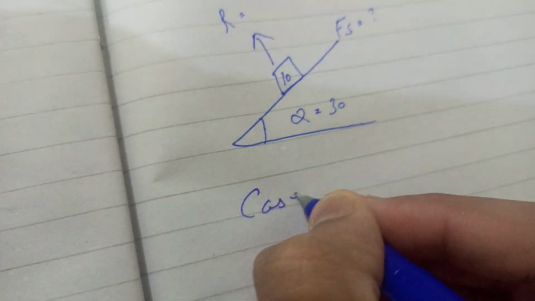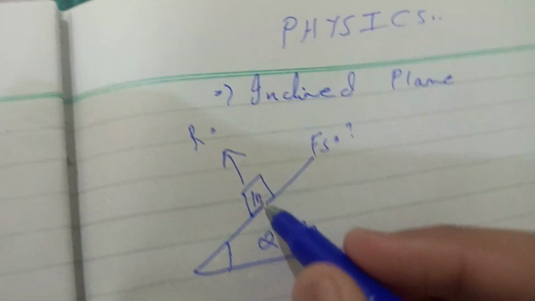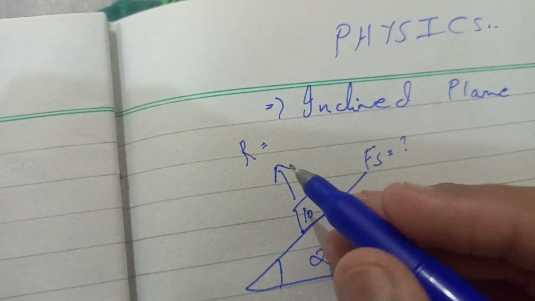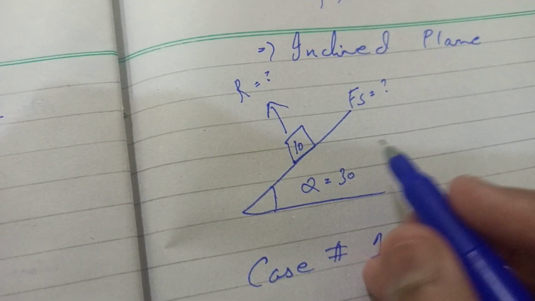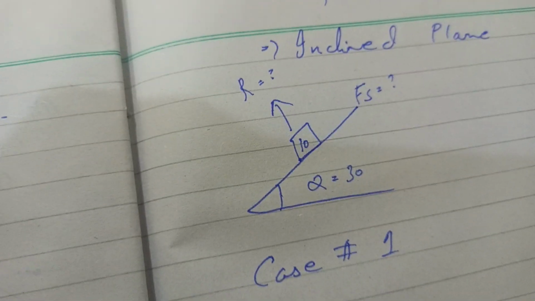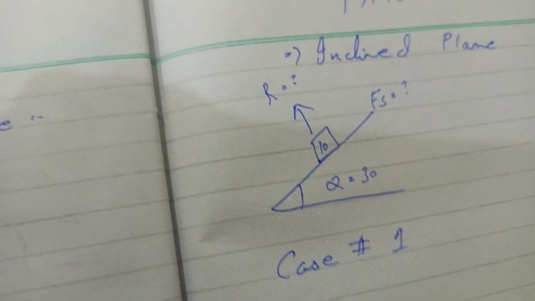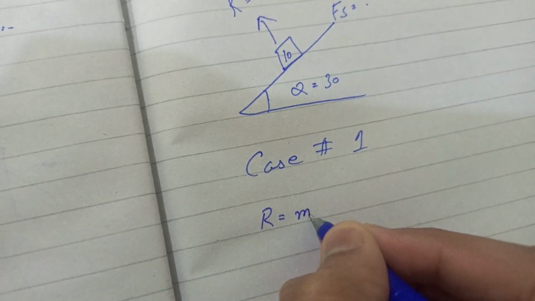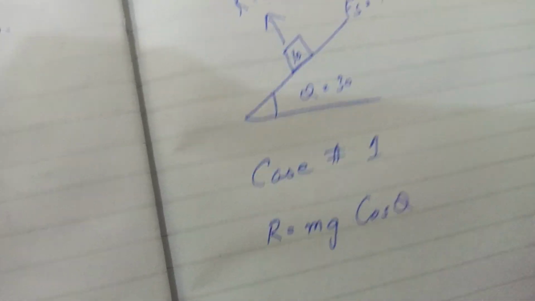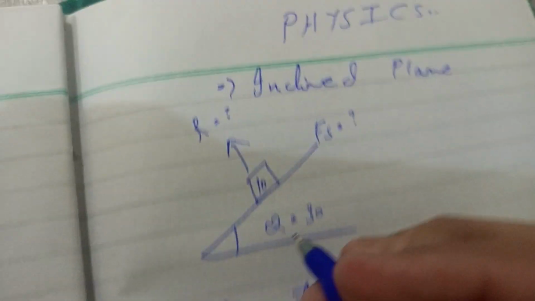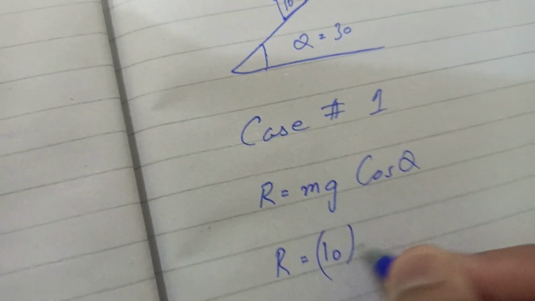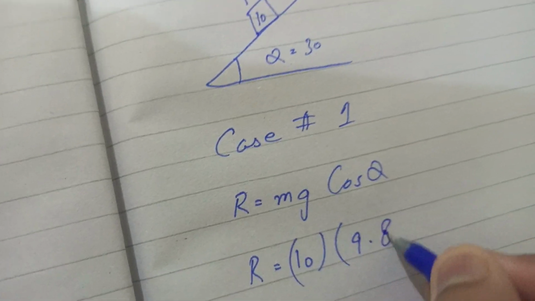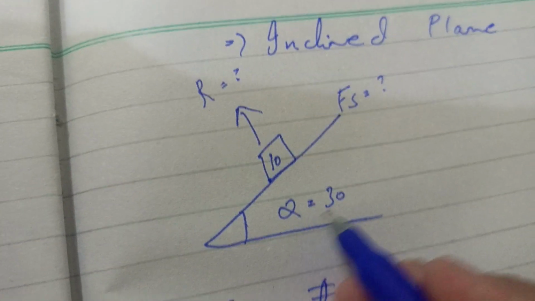Case number one is when we have the object and it has friction as well, so we have to find the friction and the normal reaction, but we don't know the other things, but we have the angle. Because we have the angle, we can find everything. For example, how do we find the normal reaction? R is equal to mg cos theta. What is the mass? 10 kilograms, so we'll write 10. And g means gravity. What is the value of gravity? 9.8.